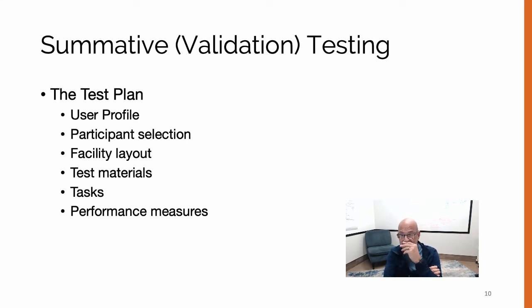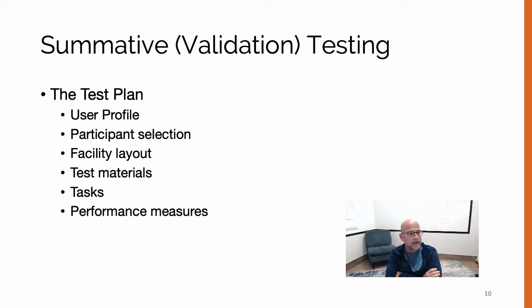Now let's talk about summative or validation testing. Summative and validation testing is more formal. It is not meant, like formative, to form the design. It's meant to assess or validate the design. So because it's kind of formal, you start by creating a real honest-to-goodness usability test plan. And in that, you'll use kind of a user profile so that you make sure you're selecting the correct participants who match that user profile.